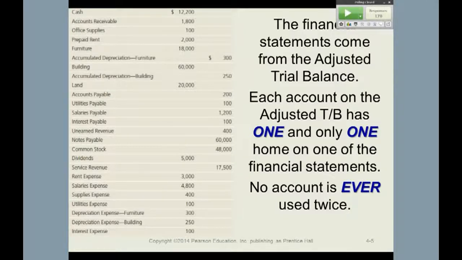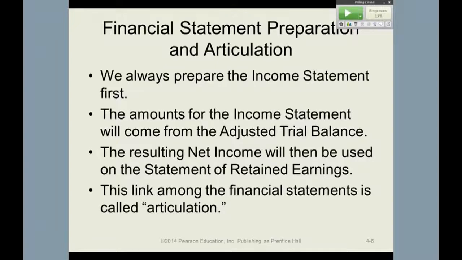So the order in which we prepare the financials will be the income statement, then the statement of retained earnings, and then the balance sheet. Someone asked me today during office hours about cash flow. We're not going to touch cash flow again for quite a while. So our 3 basic financials will be income, retained earnings, and then the balance sheet. And again, the notion is articulation: the fact that we link financial statements together, that income from the income statement goes into the statement of retained earnings, is known as articulation.